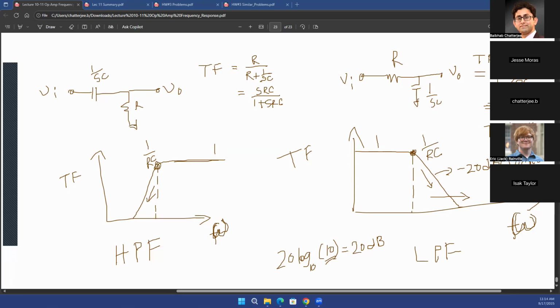So this minus 20 dB per decade is only true for a first order system. If you had a second order system, you will have minus 40 dB per decade after the second pole. And you'll have minus 60 dB per decade after the third pole if you have a third order system, and so on. So how would that look like? Maybe if I can remove this from the board.